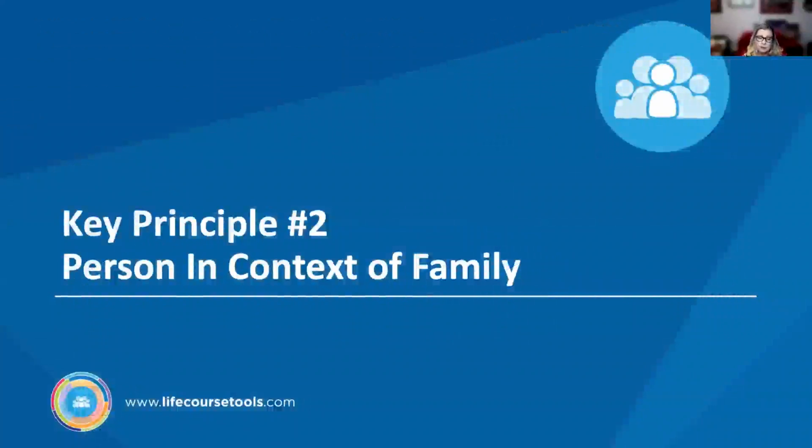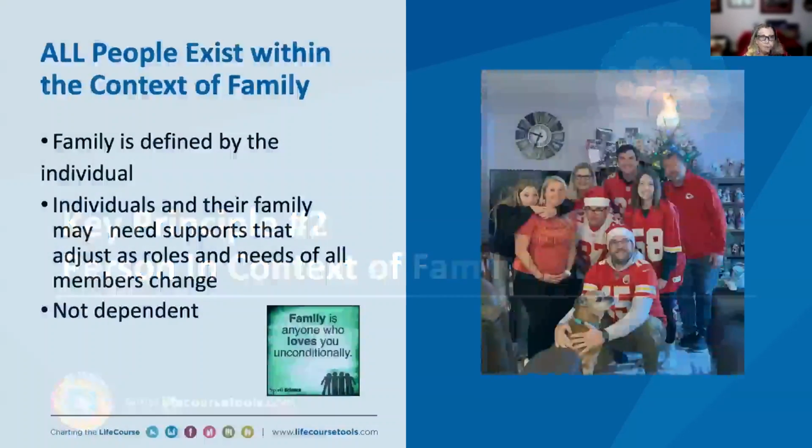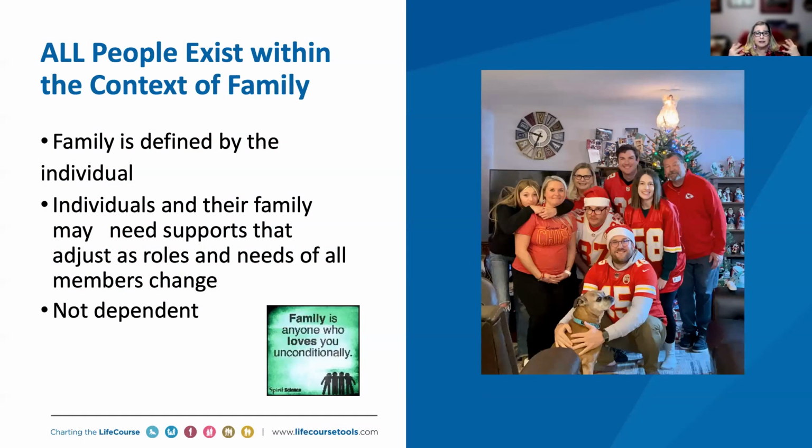Our second principle is called the person in the context of the family. And again, you see an icon that represents the person in context of family. And we know that all people, all of us, exist within the context of a family. Now, we may all define family differently. It may be a family that you're born into. It may be a family that you choose. It may be people that you just feel like are your family, that have become like family to you. And so family is defined by the people in that family. If they consider themselves family, then they're family.